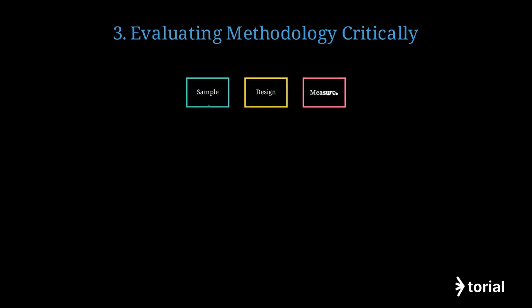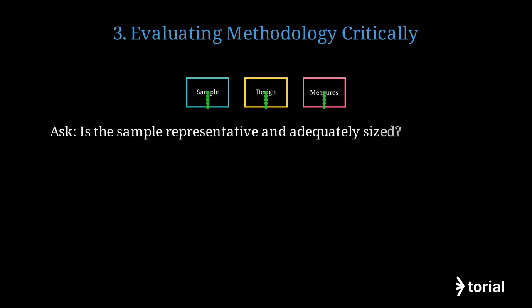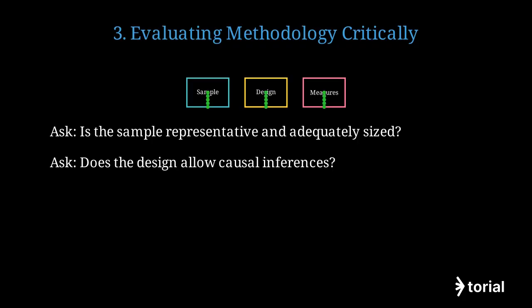Critical analysis of methodology is essential for expert psychological writing. Critically evaluate 3 key methodological elements: the sample characteristics, research design, and measurement tools used. Always question whether the sample is truly representative of the population and large enough for statistical power. Examine whether the research design permits causal conclusions or only correlational findings. Scrutinize whether the measurement tools actually measure what they claim to and do so consistently.